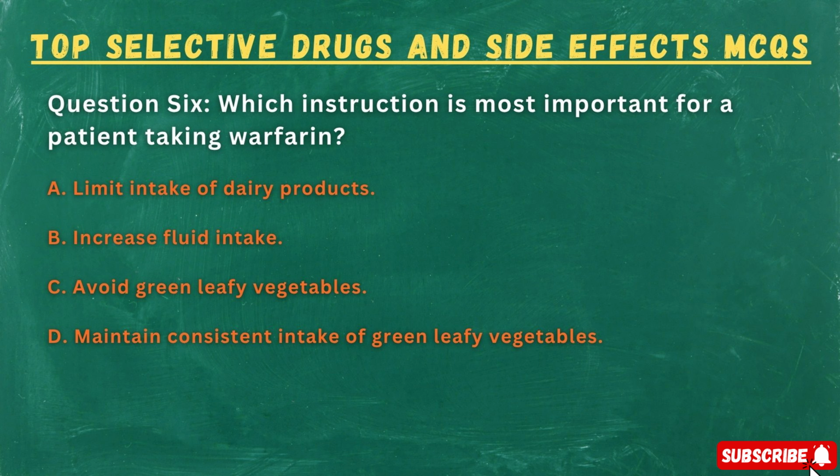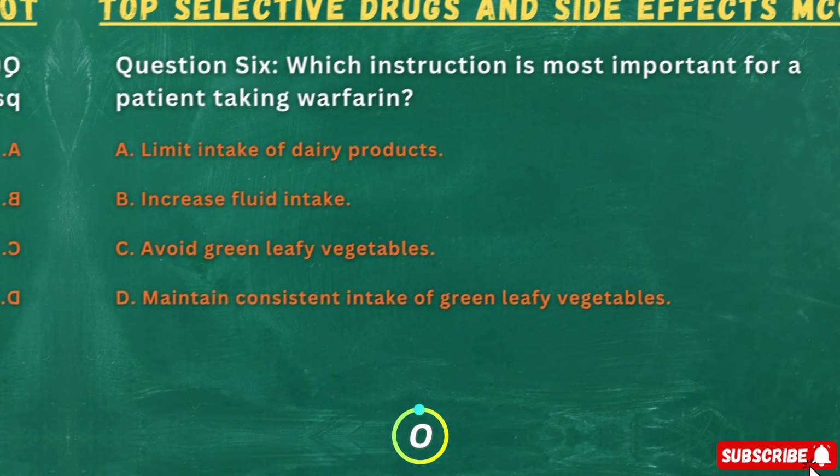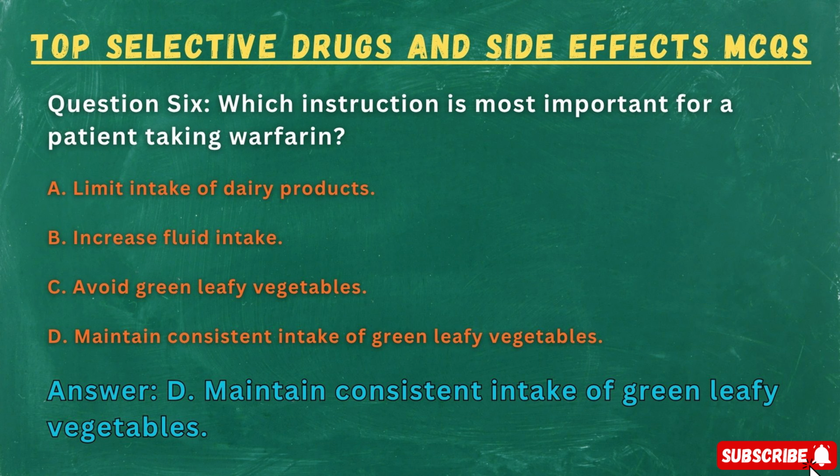Question 6. Which instruction is most important for a patient taking warfarin? A. Limit intake of dairy products. B. Increase fluid intake. C. Avoid green leafy vegetables. D. Maintain consistent intake of green leafy vegetables. Answer: D. Maintain consistent intake of green leafy vegetables.